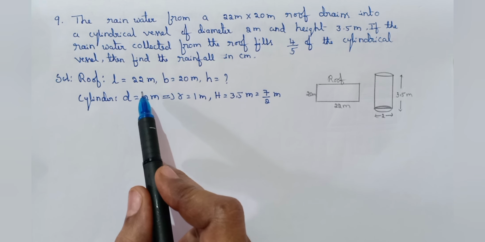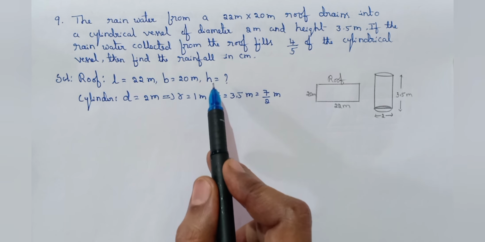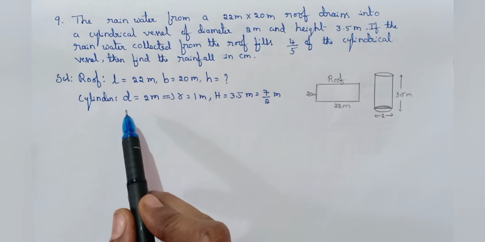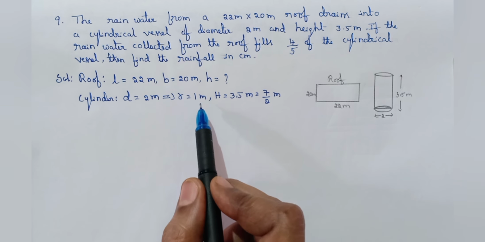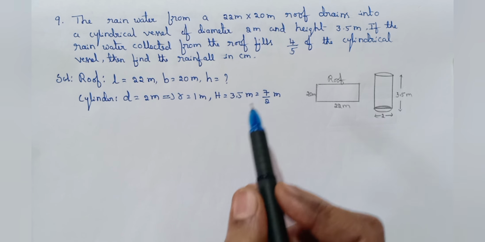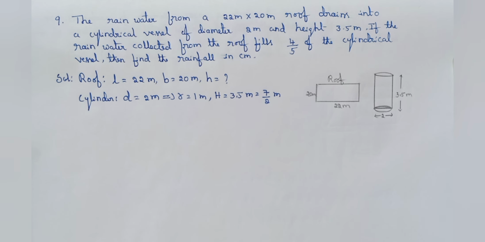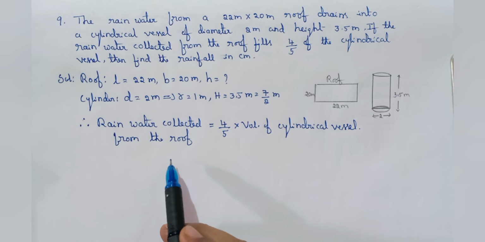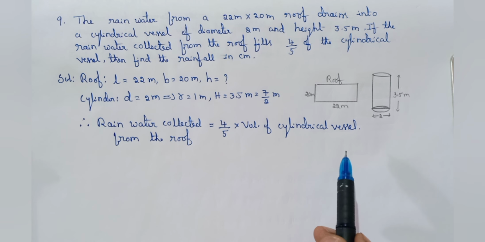Length of the roof is 22 meter, breadth is 20 meter and the height of the rainfall H we have to find out. And the diameter of the cylindrical vessel is 2 meter, so the radius is 1 meter and the height of the vessel is 3.5 meter. So write 3.5 as 7 by 2 meter. Therefore, rainwater collected from the roof is equal to 4/5 of the volume of the cylindrical vessel.